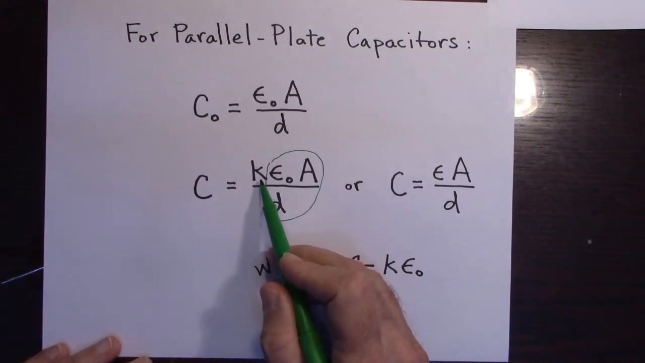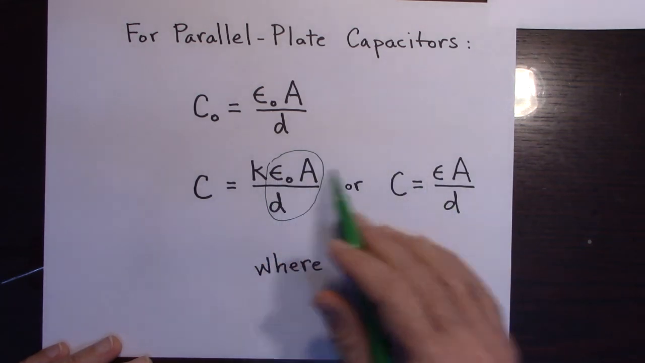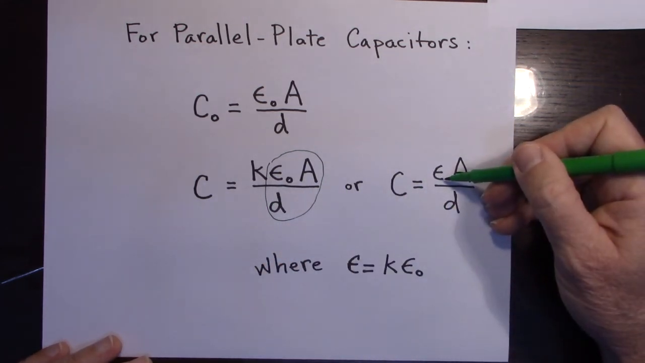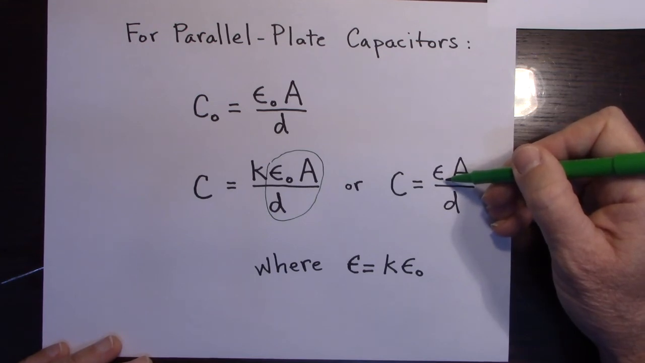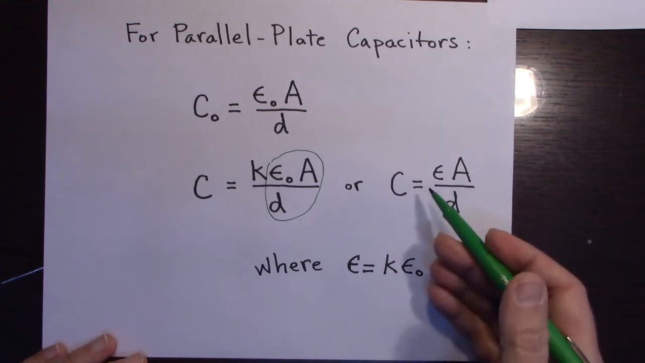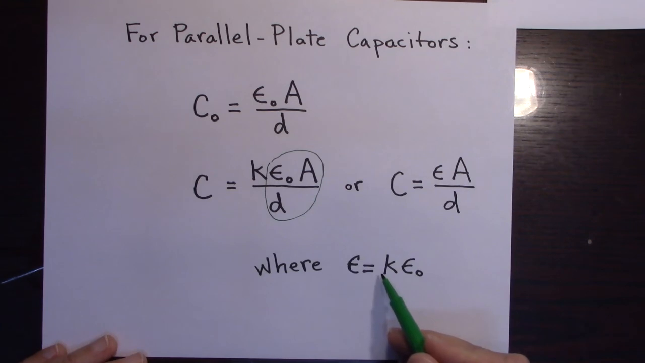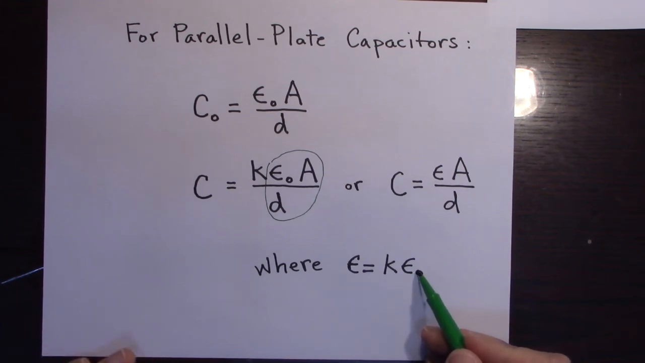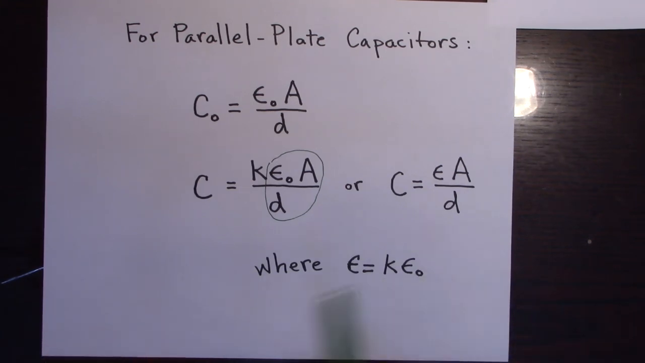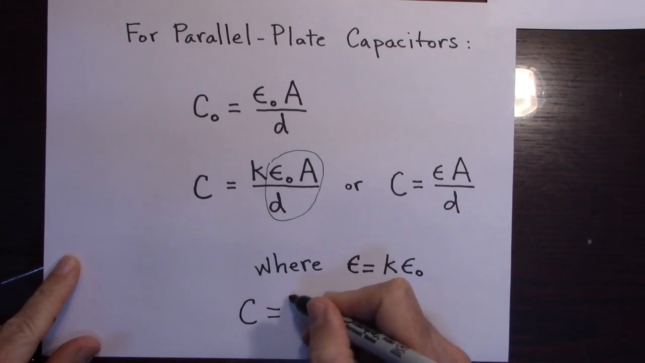So it's as though you have a new permittivity. You could not use the permittivity of free space, a vacuum, and instead use the permittivity of the material of the dielectric, and that would be the same equation. In other words, epsilon is equal to kappa epsilon naught. And I think I've already said this, but just to reiterate, the new capacitance will be whatever the old capacitance is times kappa.